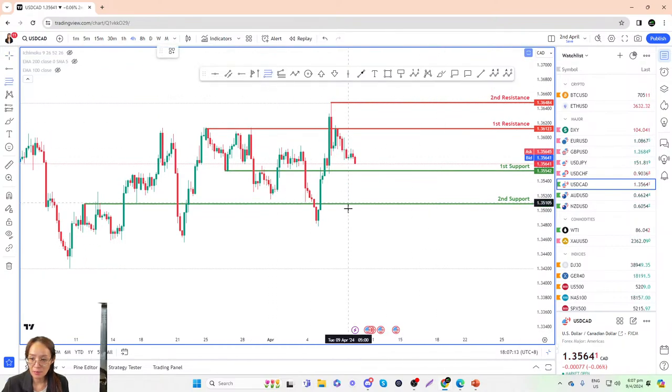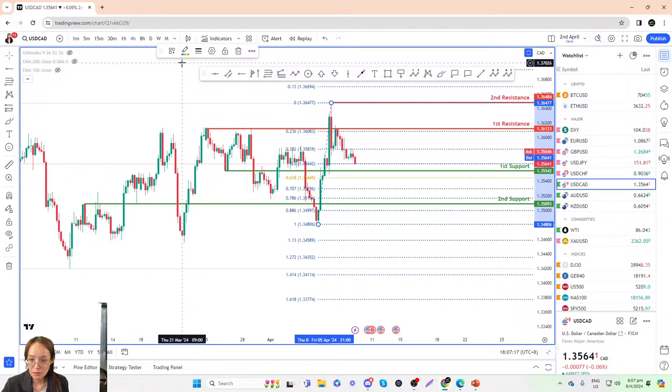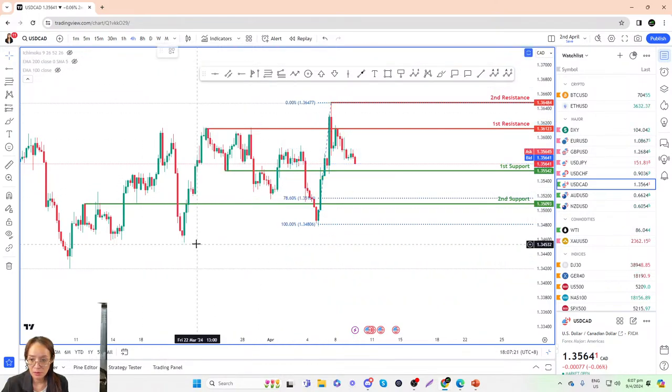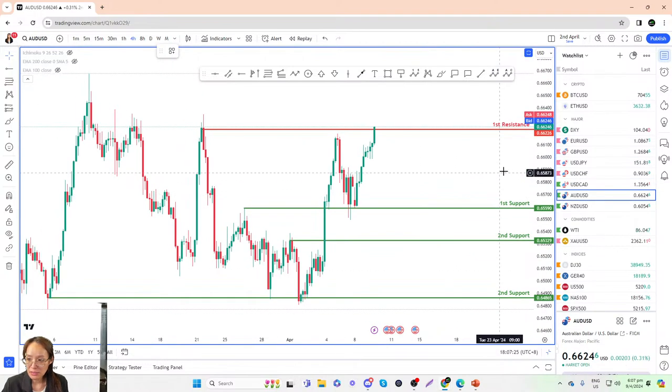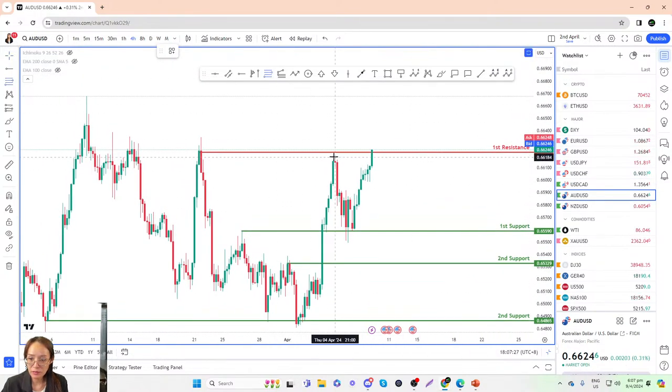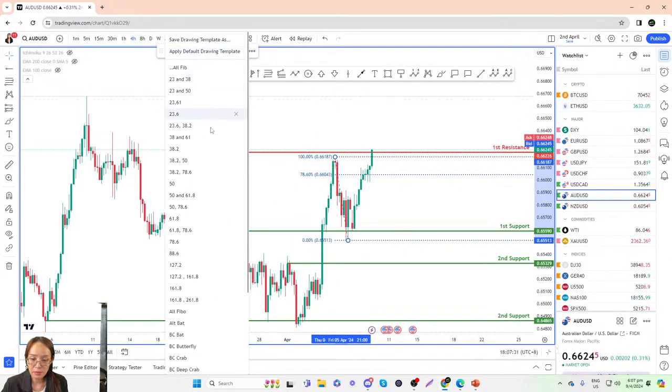Okay, this is support and resistance. Okay, we do have, we just take 78.6 for this one. What about Aussie dollar? Aussie dollar high, if price breaks above this high, we can use extension.